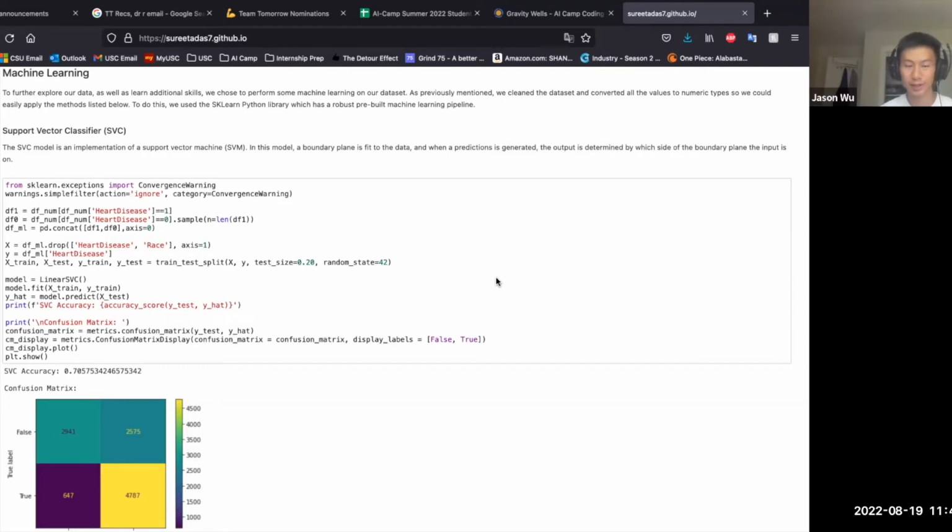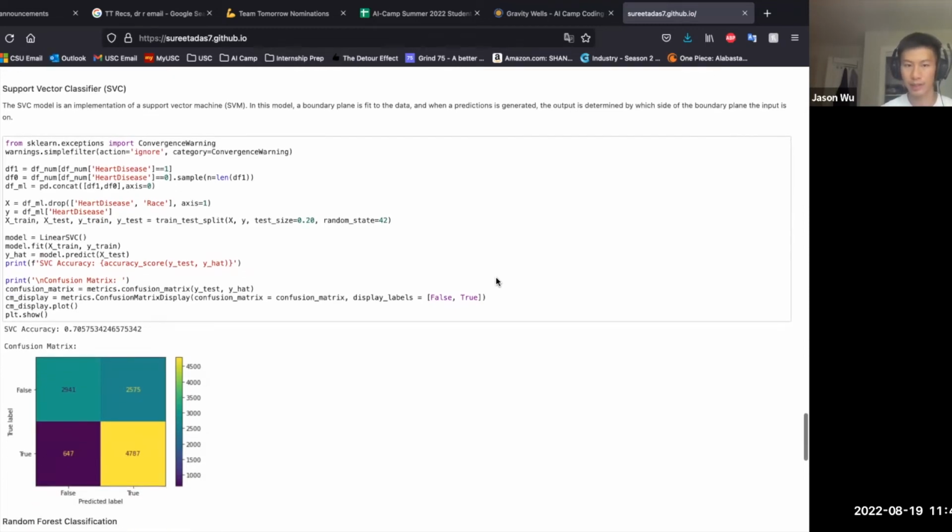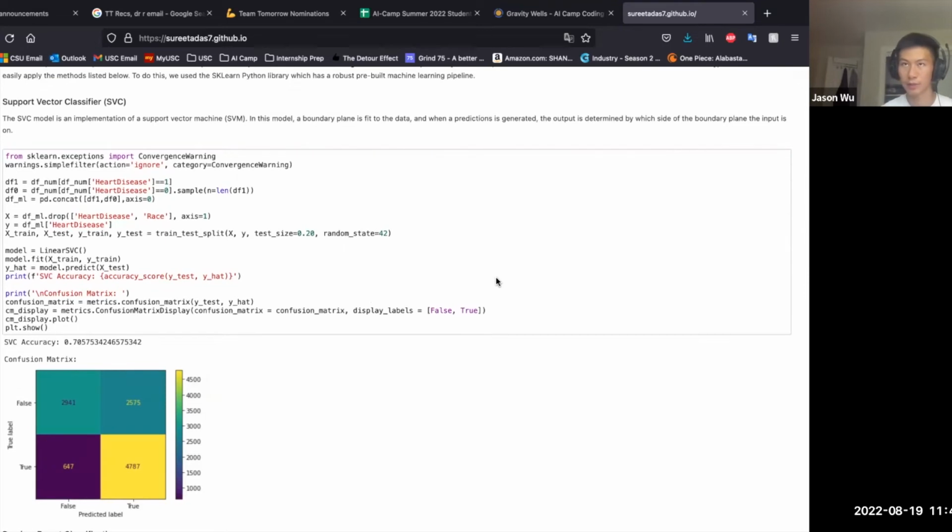Next we created two machine learning models to predict our data for given any input. First we used a support vector classifier, or an SVC, and this model uses SVMs, or support vector machines, in which a hyperplane is fit onto the data, which separates the training data into two groups to predict whether or not a person has heart disease. The hyperplane separates them into yes heart disease and no heart disease.